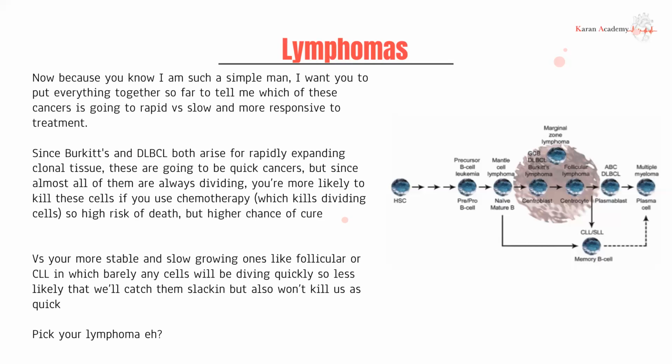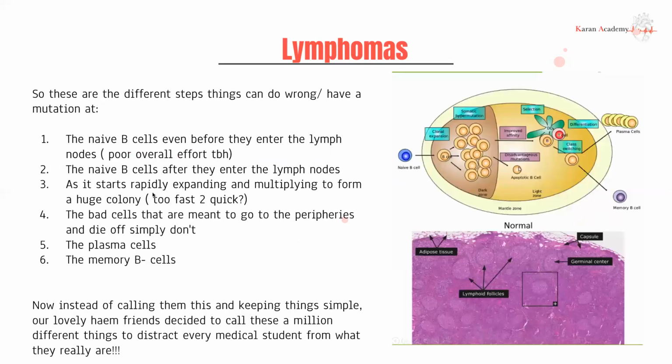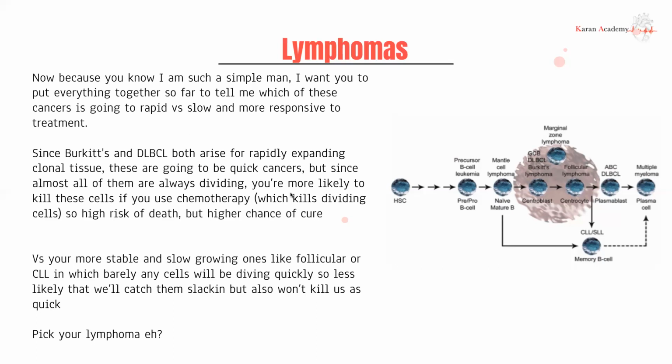Let's take an example. Burkitt's and DLBCL, or diffuse large B-cell lymphoma, are both lymphomas of rapidly dividing tissue, because remember, they are formed in this rapidly dividing stage. As you know, chemotherapy is great at targeting cells that are rapidly dividing. And this is great because our chemotherapy is going to kill these rapidly dividing cells. Although you have a high risk of death because this is so rapidly dividing, you have a high chance of cure, because if you take a snapshot in time, up to 80 to 90% of all these lymphoma cells are going to be in the replicative phase.